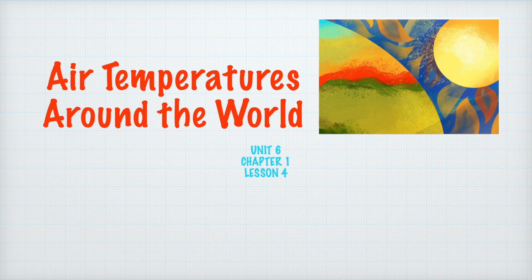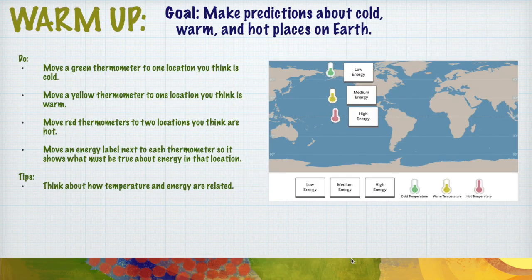So to start today's lesson, make sure that you have access to Amplify as we do this, because you're going to go back and forth a little more often than usual for this lesson. So today's warm-up is asking you to move the green thermometer to one location that you think is cold, yellow for warm, and red for hot.